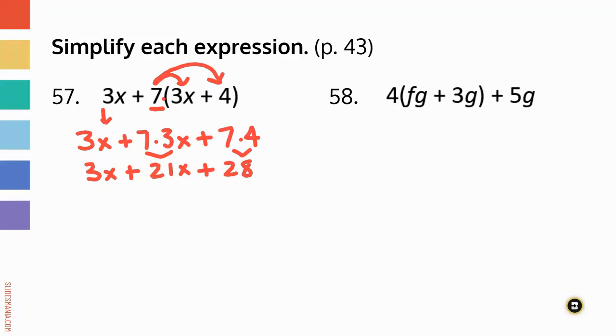Okay, so now we need to look at our variables and see if we have any like terms. So we've got a 3x and a 21x, and they both have an x, so we can add those together. 28 has no variable, so it does not get added together with it. So 3x plus 21x is 3 plus 21, that's 24. And then we keep the x, and then this plus 28 just comes down. And that is my simplified answer.